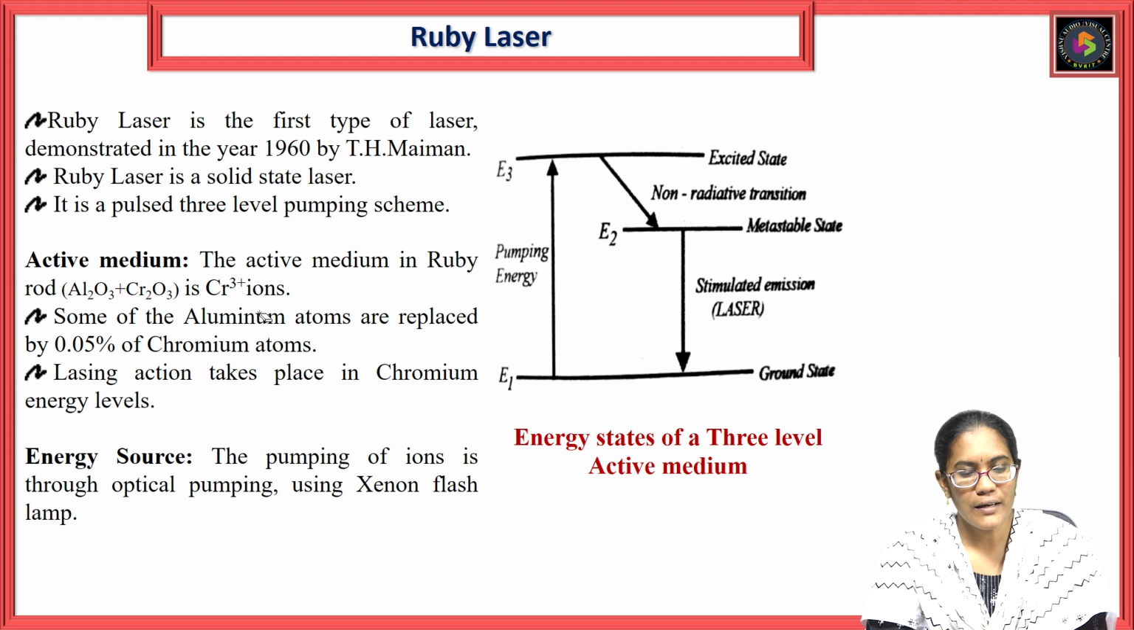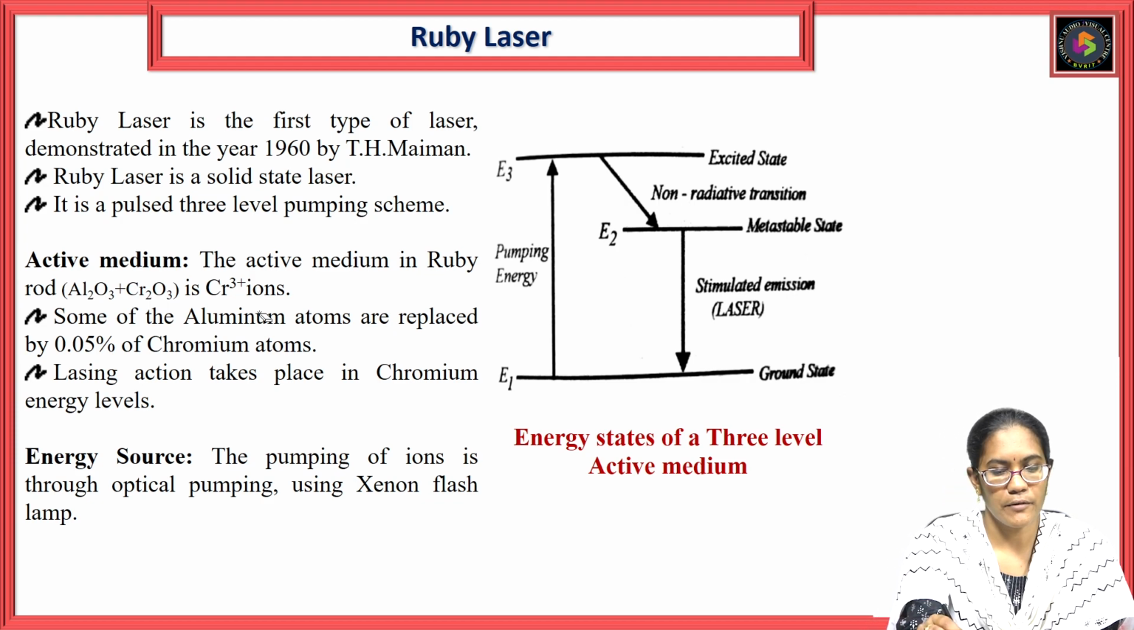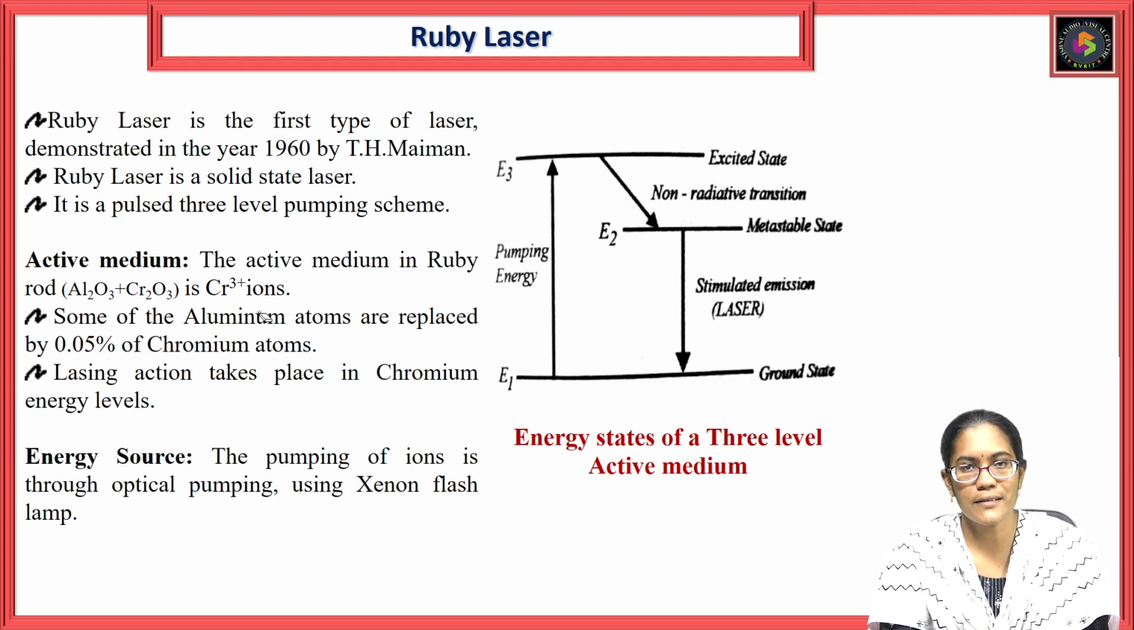First, the Ruby laser is the first type of laser, and it was demonstrated in the year 1960 by Maiman. The Ruby laser is a solid state laser, which means the active medium is available in solid form, and it is a pulsed three-level pumping scheme. Here three energy levels participate in the light amplification process.